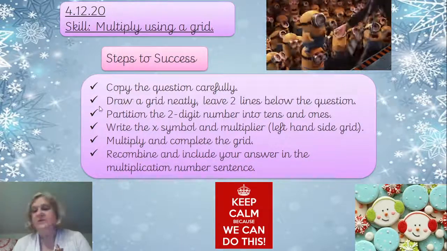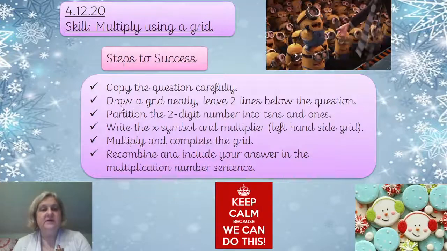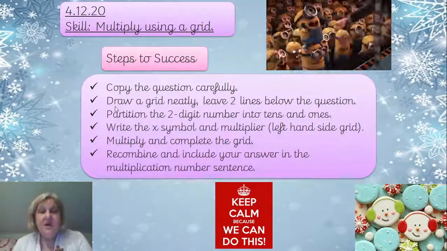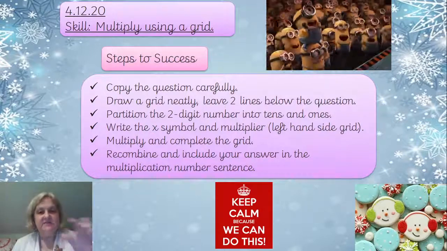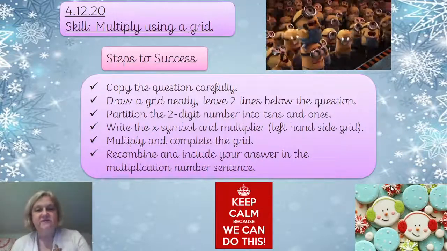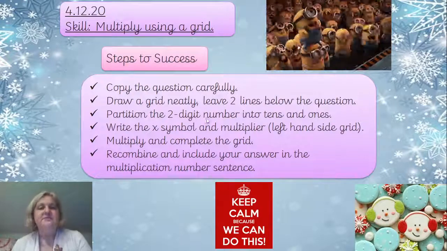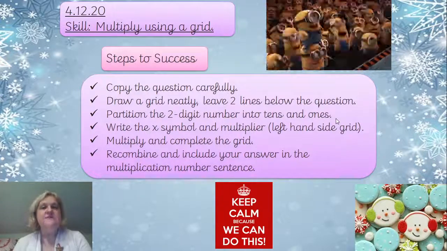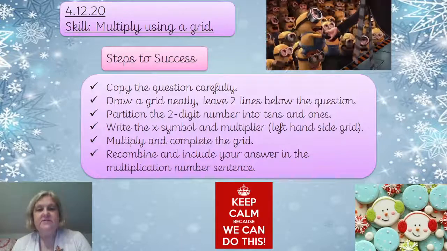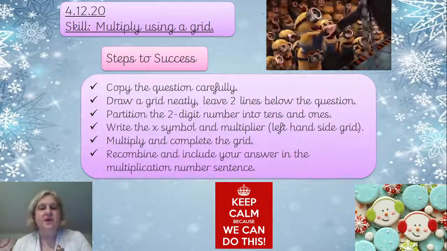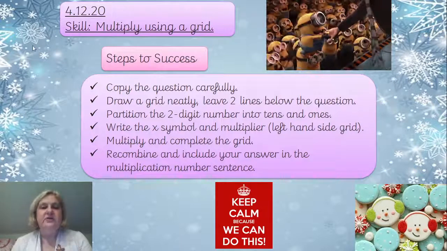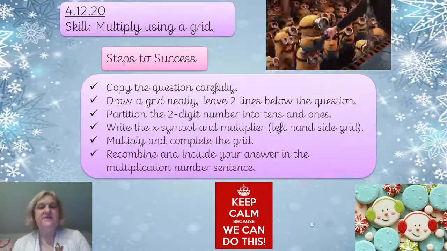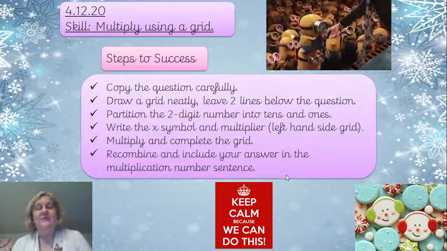Copy that question down carefully. If you're doing it from the video, draw your grid neatly. Leave yourself a little space below the question, so you can fit it all in properly. Partition that 2-digit number into tens and ones. Write that times table symbol and your multiplier below. Then use the grid. Recombine and include your answer in the multiplication number sentence, and that will be amazing.